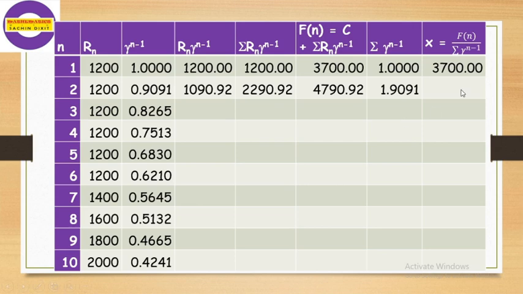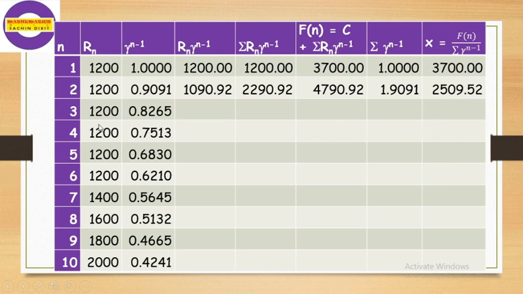To find the average cost, we have to divide this 4790.92 by 1.9091. So we get 2509.52. That will be the average cost. If we observe here, it will start again decreasing. So we come to the third year.